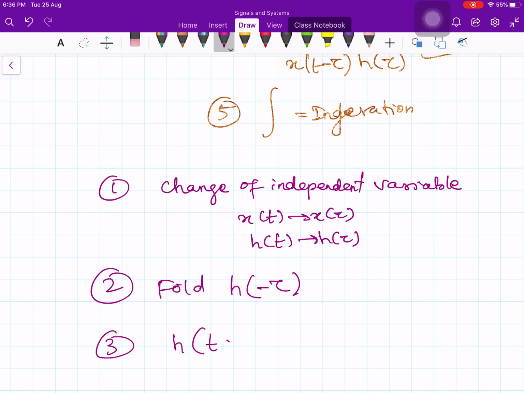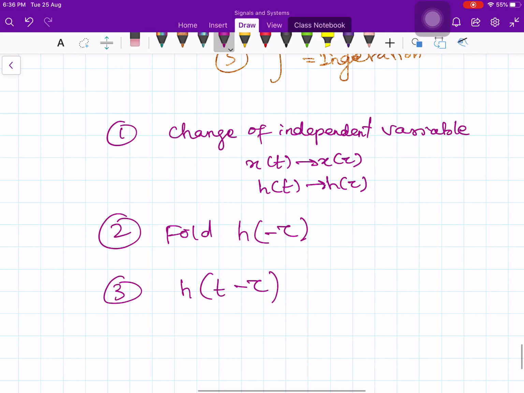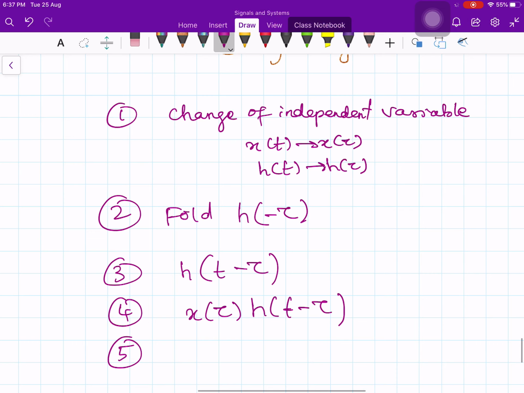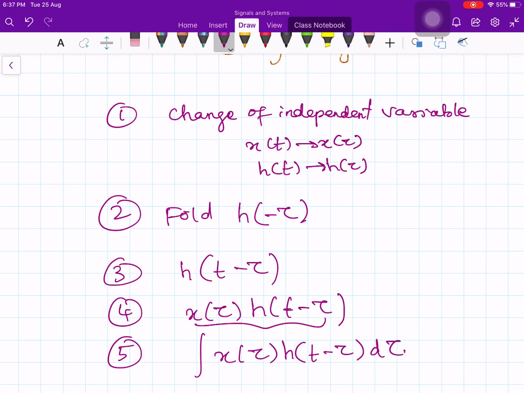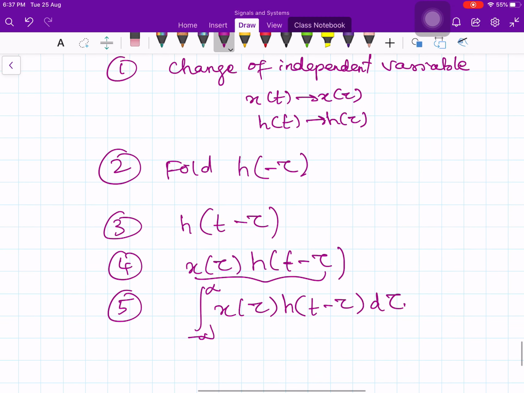And the fourth step is multiply: x of tau times h of t minus tau. And the fifth step is integrate these two guys: x of tau, h of t minus tau, d tau, and the limit is of course minus infinity to plus infinity. So these are the steps involved. Keep this at the back of your mind.